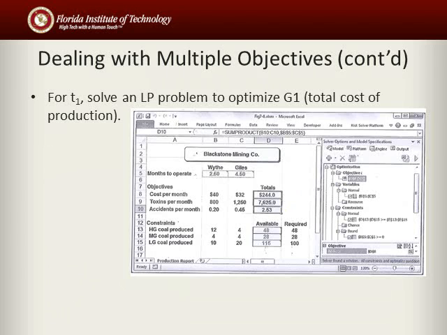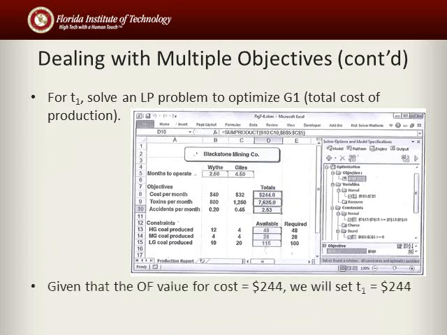Notice here that the optimal function value when you're trying to optimize cost per month is 244. What this is saying is that you cannot get a solution, when you're considering more than one objective, that has a value better than 244. And so it makes sense to set 244 as our target value for that objective.